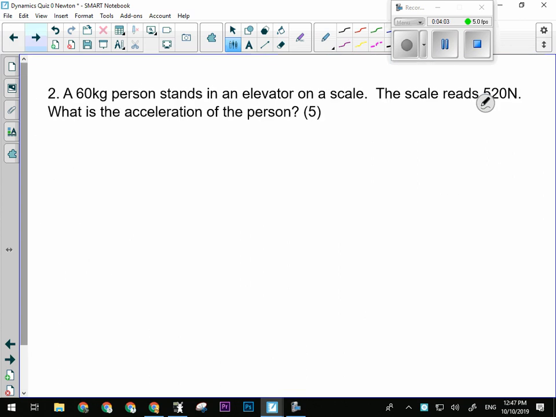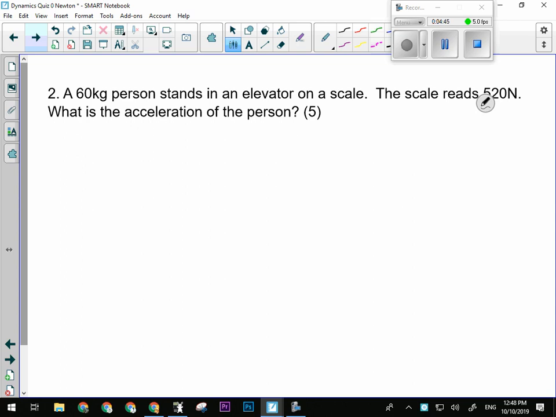Question number 2: a 60 kilogram person stands in an elevator on a scale, and I kind of showed you this at the end of class yesterday. What does the scale read when I stand on it? I'm not looking for the number it read yesterday. It reads your weight. But if I'm standing in an elevator, it's telling me how hard the floor is pushing up on my feet. The scale works like this: I step on it, gravity pulls me down into it, and there's a spring inside that pushes back with an equal amount of force. So what the scale reads is the upward force in the spring inside the scale. It just happens to also be equal to your weight being pulled down by gravity.